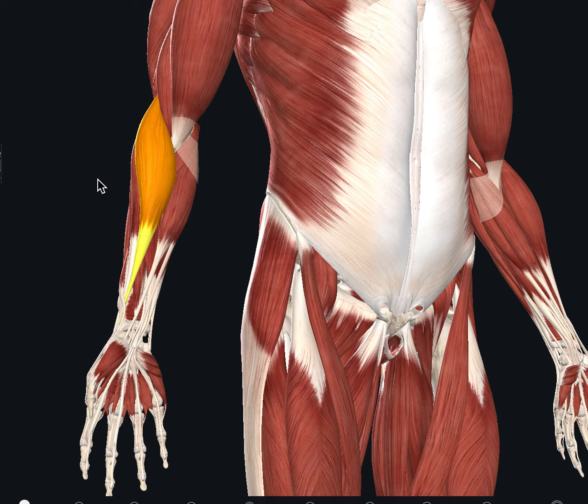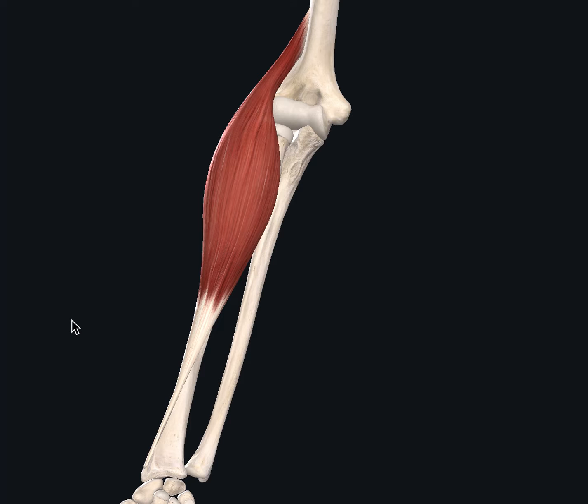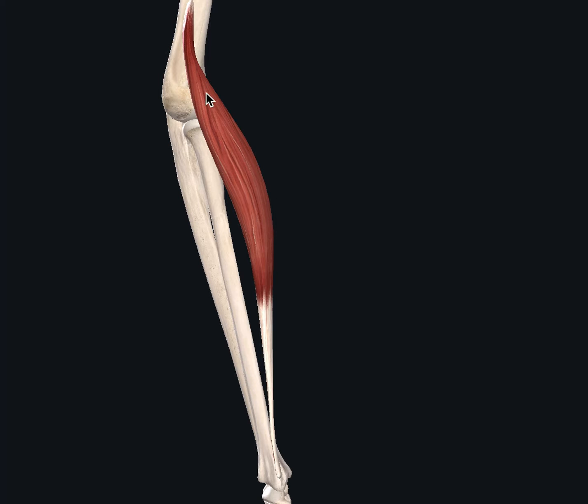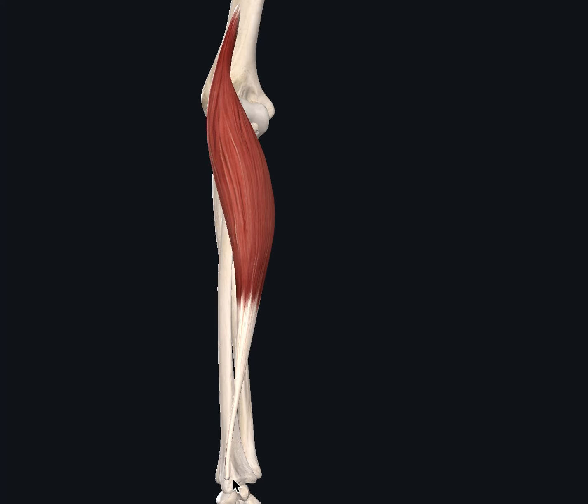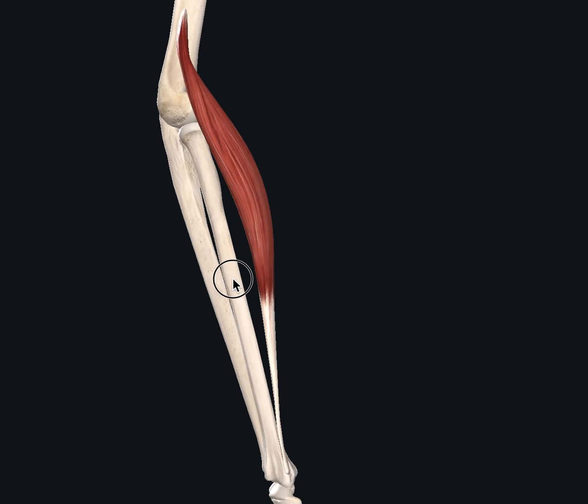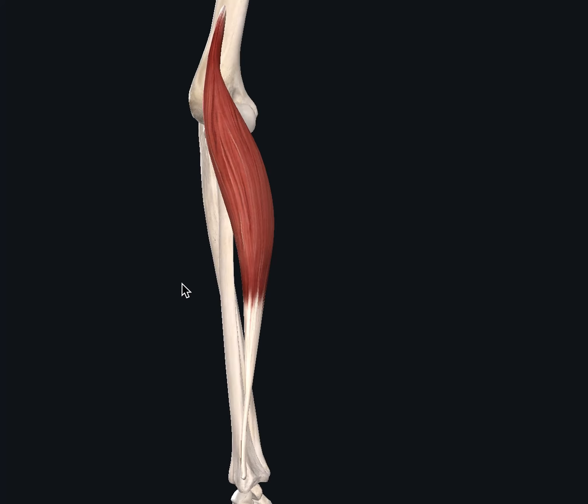Brachioradialis starts off, how I remember it, from the supracondylar ridge of the humerus and inserts into the radial bone, or the distal part of the radial bone. Its nerve supply is the radial nerve, and its artery supply comes from the radial recurrent artery or radial collateral artery, because I think the radial recurrent artery would be somewhere here, as well as somewhere here.